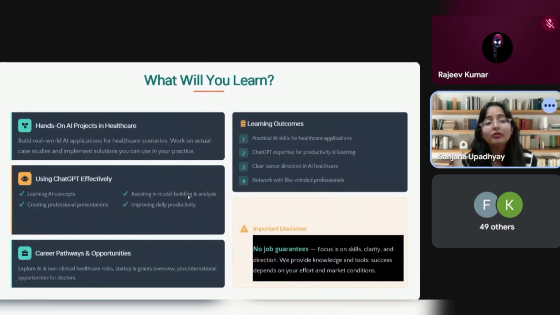What will you learn? You will have hands-on AI projects. You will use ChatGPT efficiently, how exactly you can use ChatGPT, build actual models, career pathways and opportunities, and learning outcomes. But this course will not guarantee you jobs. That is what I should say. But it will give you a sort of motivation that you actually learn some skills.